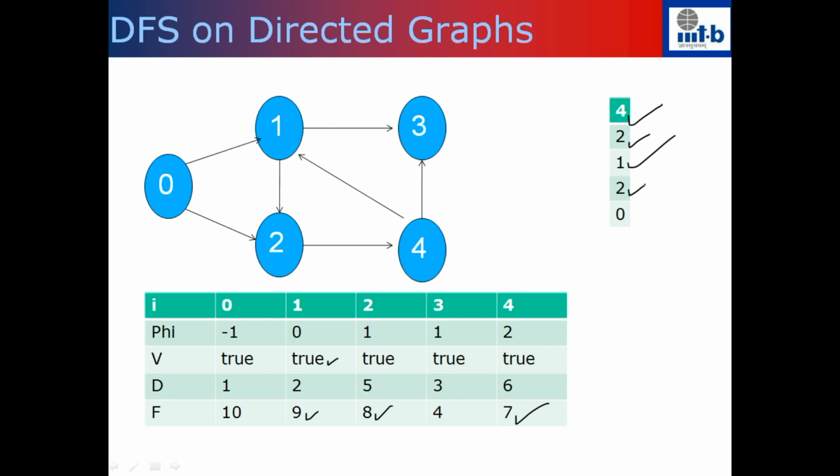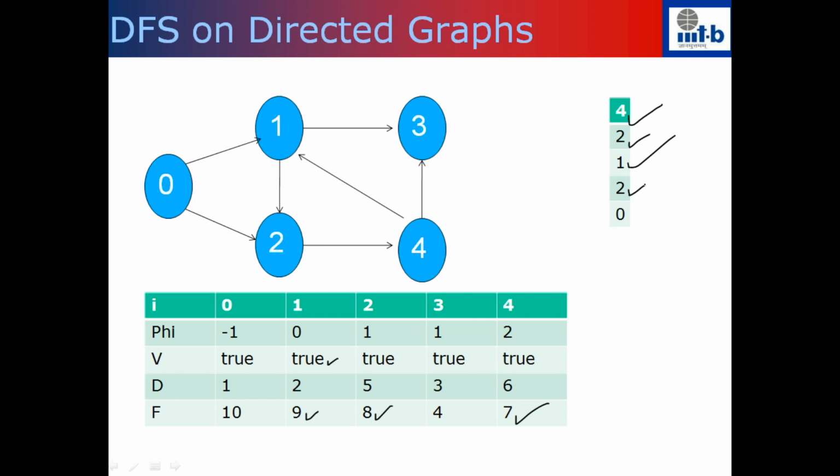Okay. So only when I pop an element out of the stack, if the flag is false, I set the flag to be true and push it back into the stack, and then look at all the adjacent vertices. If their flags are false, I set the discovery function and put them into the stack.